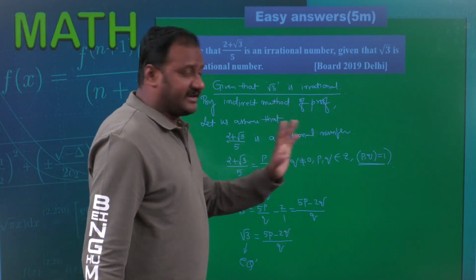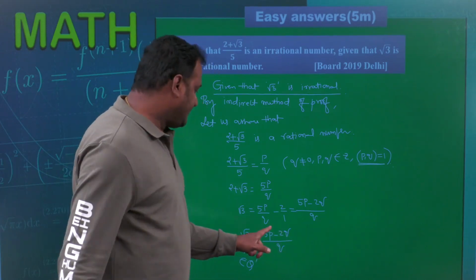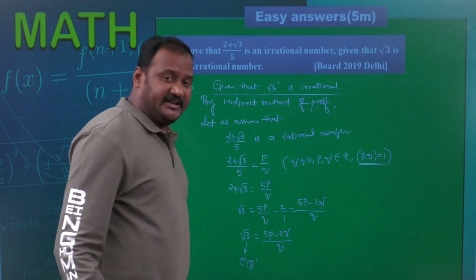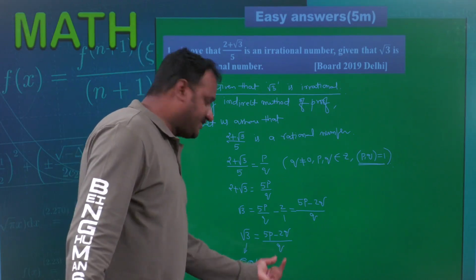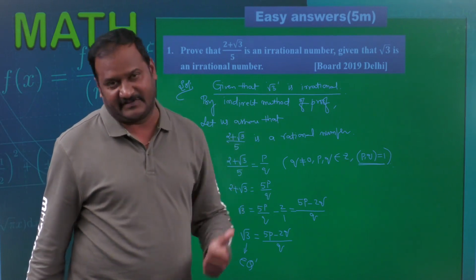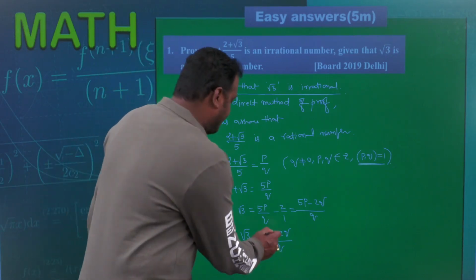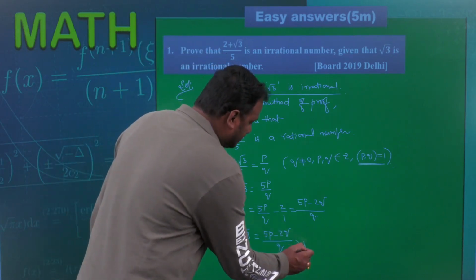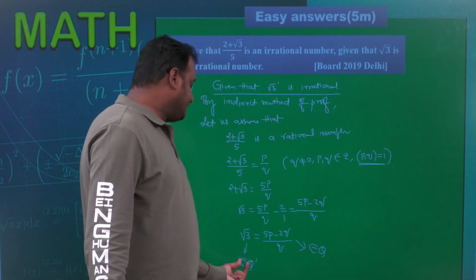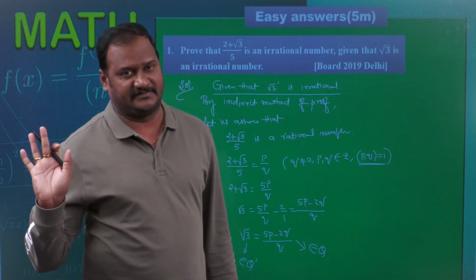Since P and Q are integers, an integer multiplied by another integer is again an integer, and the difference between two integers is also an integer, divided by an integer. So an integer divided by an integer can be an integer or a fraction, which means it should be a rational number. So 5P minus 2Q by Q is purely a rational number. What we got here? An irrational number is equal to a rational number. An irrational number can never be equal to a rational number.